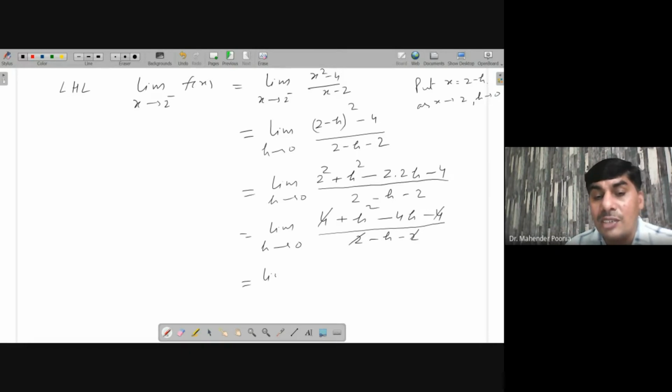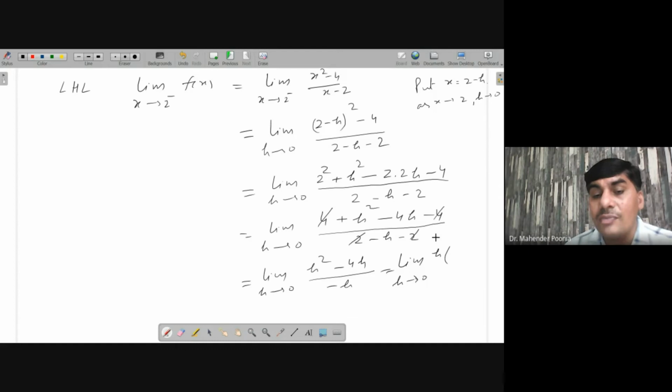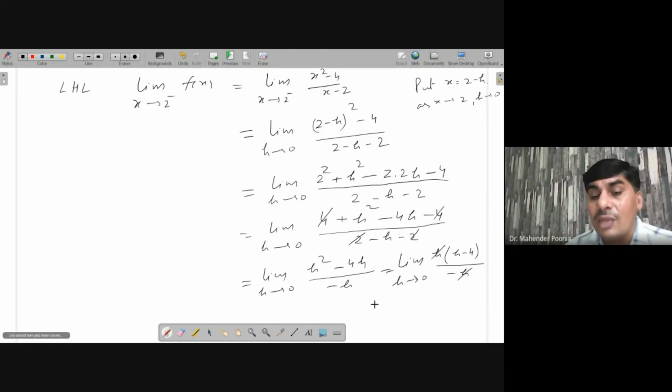So the limit becomes limit h tends to 0, h square minus 4h divided by minus h. We write it as limit h tends to 0, taking common h from the numerator, we have h into (h minus 4) divided by minus h. This h is cancelled with this h. Taking limit h tends to 0, we have 0 minus 4 divided by minus 1. That means 4. Right?